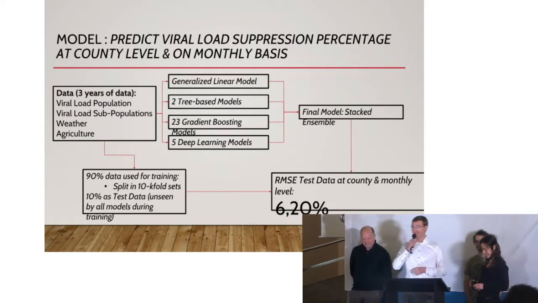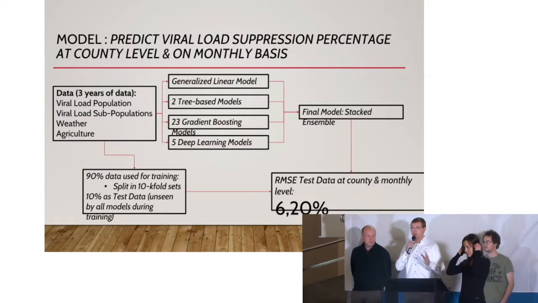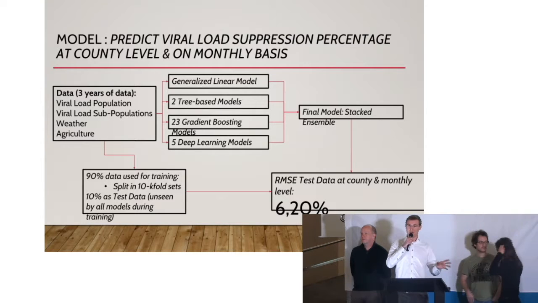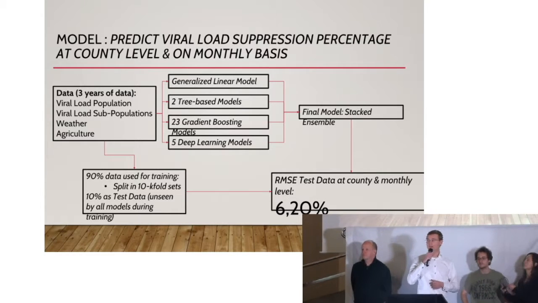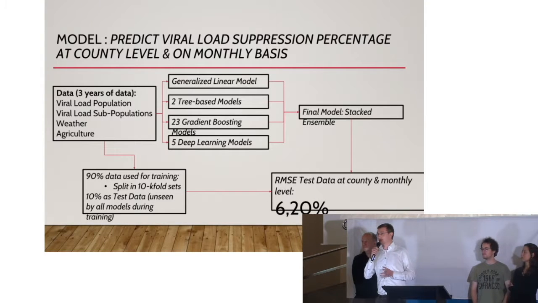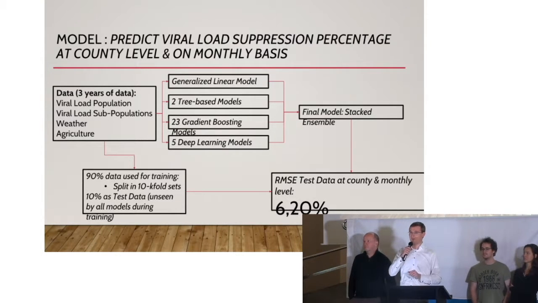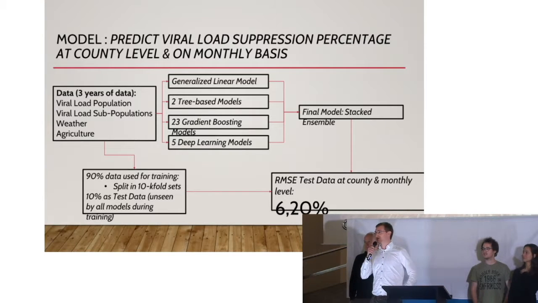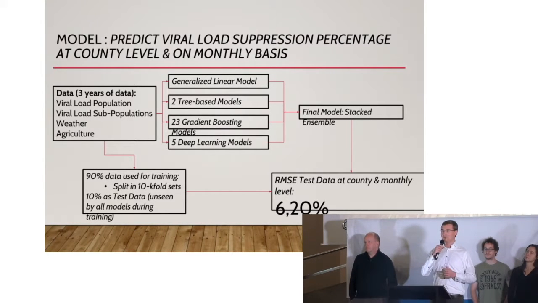Thank you very much, Maria. The models we were thinking of focused on all the data. The subpopulation data played a big role in helping to predict viral load suppression in each county or even sub-county. We did a very extensive modeling procedure. We started with a generalized linear model, added some tree-based models, then gradient boosting models, and also some deep learning models. But the final result is the combination of all these models, which results in the most generalizing model.